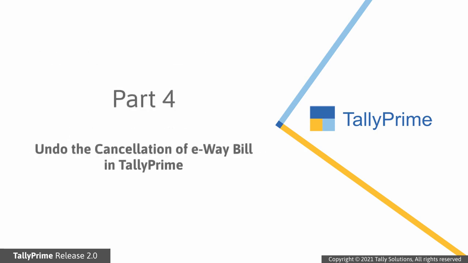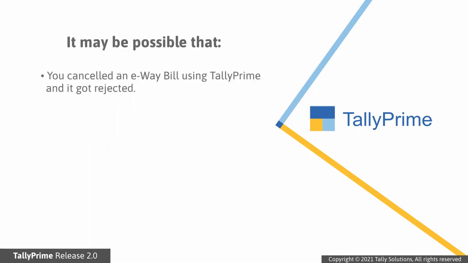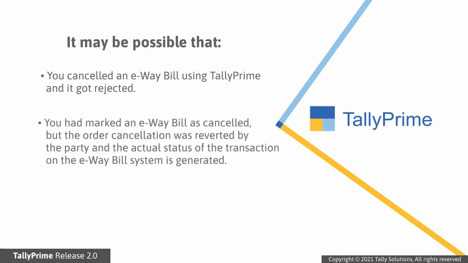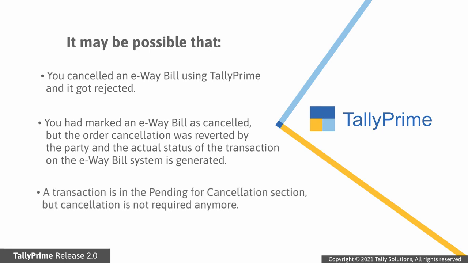Now, let's learn how to undo the cancellation of e-way bill in Tally Prime. It may be possible that you cancelled an e-way bill using Tally Prime and it got rejected. The transaction will be in rejected by e-way bill system. You may also have marked the e-way bill as cancelled, but the cancellation was reverted and the actual status of e-way bill on the e-way bill system is generated. Furthermore, the transaction can be in the pending for cancellation section, but there is no need to cancel it anymore.